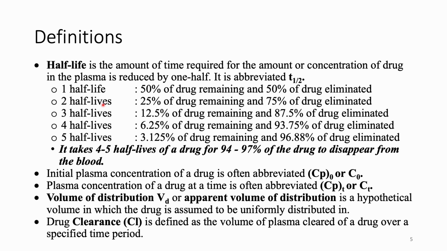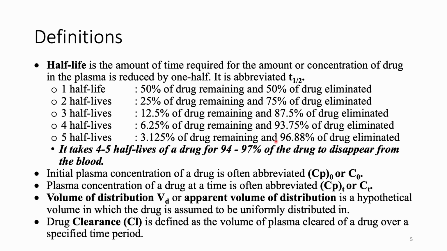For 2 half-lives, after another additional half-life, 50% of 50% is decreased. So that means 25% of drug is now remaining in the blood. And an additional 25% elimination plus the 50% gives you 75% of drug eliminated. After 3 half-lives, another half is reduced. That means 12.5% of drug remaining. And for the elimination, 75% plus half of the remainder, so you have 87.5% of drug eliminated, and so on.